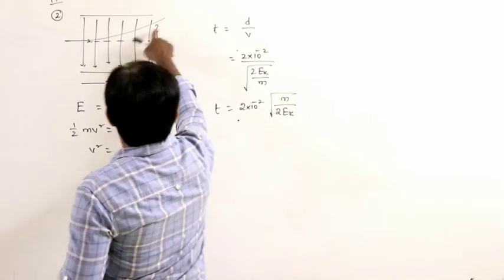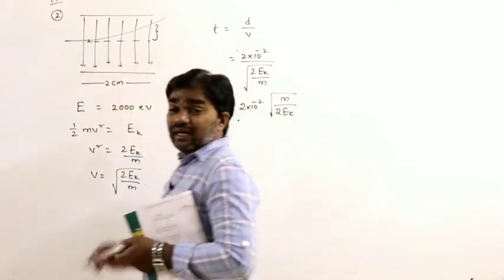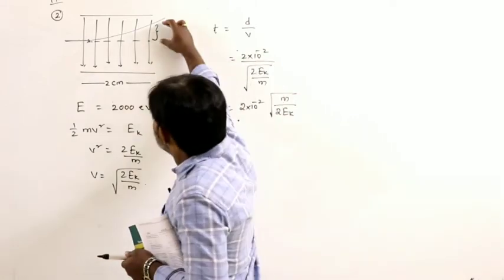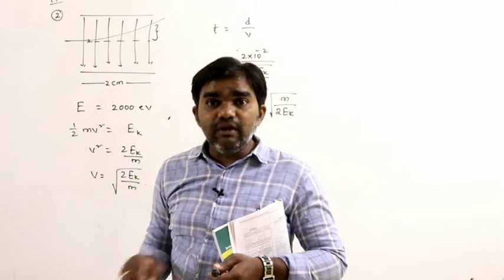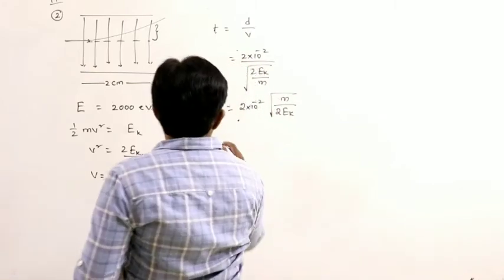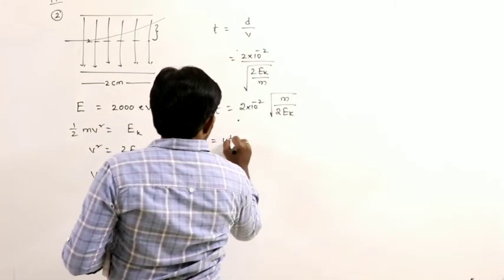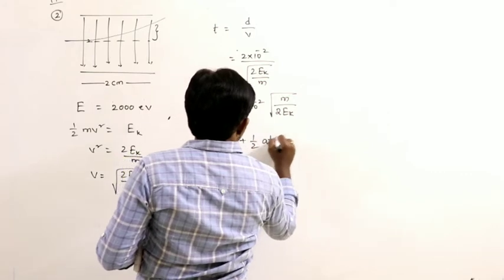This is the time taken to travel this distance of 2 centimeters. In the time interval, what is the deflection? That's what we have to calculate. So the distance travelled, from the equation, S is equal to ut plus half at square.